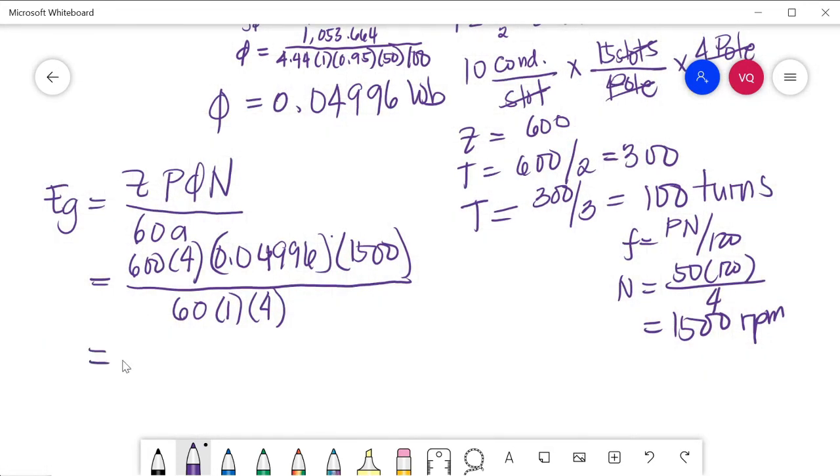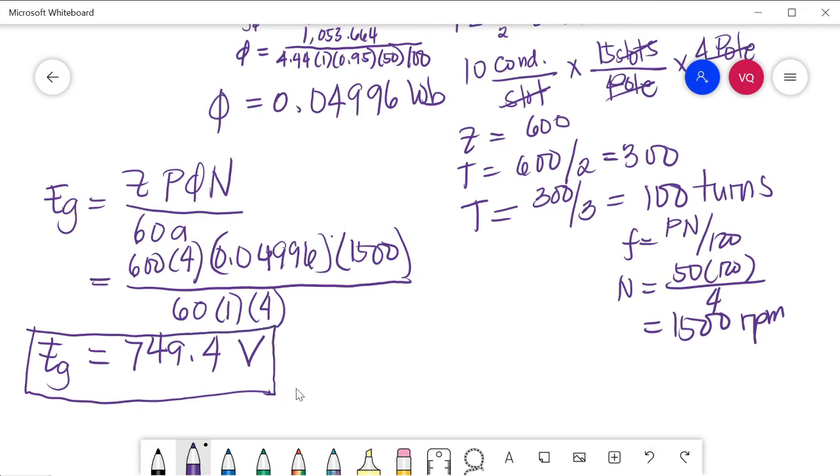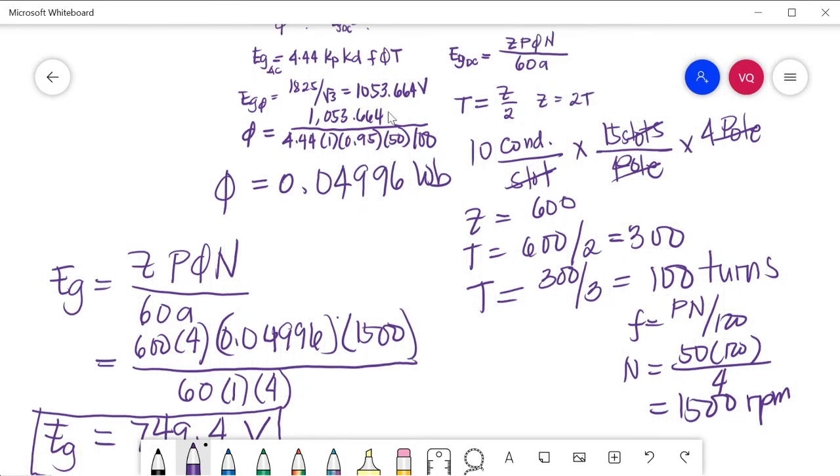Generated voltage will be equal to 749.4 volts when the generator is DC. When it is in AC, it is equal to 1053.664 volts.